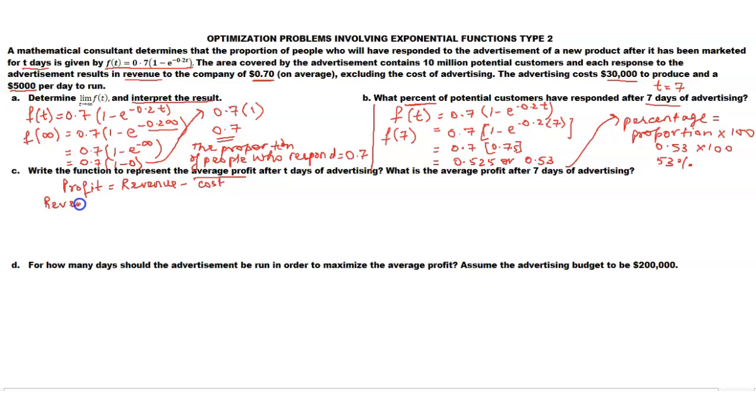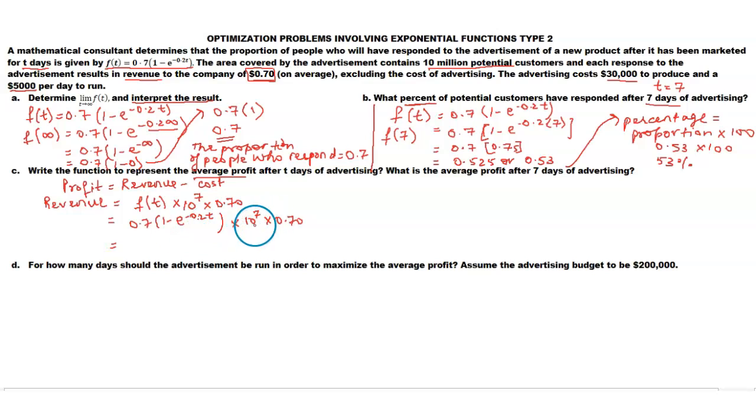So profit is always revenue minus cost. First, let's find out what is revenue. Your revenue will be the proportion of people who have responded to the advertisement, and that is F(t), multiplied by wherever this advertisement is posted, how many potential customers are there? There are 10 million potential customers. So we would multiply it by the number of potential customers, 10 million is 10 to the power 7, multiplied by the revenue from each person. And that revenue from each person comes from this value. So this will give us the total revenue. If we write the final revenue equation, that would give us 0.7 times 1 minus e to the power negative 0.2t multiplied by 10 to the power 7 times 0.70.